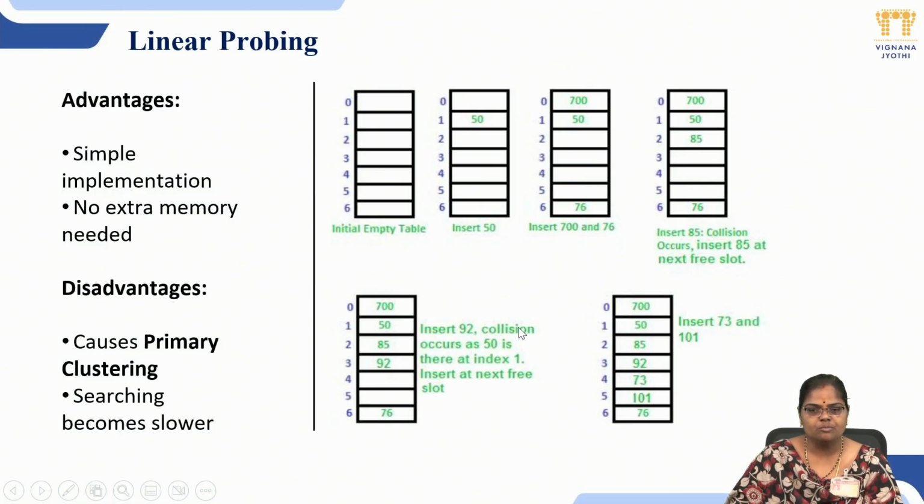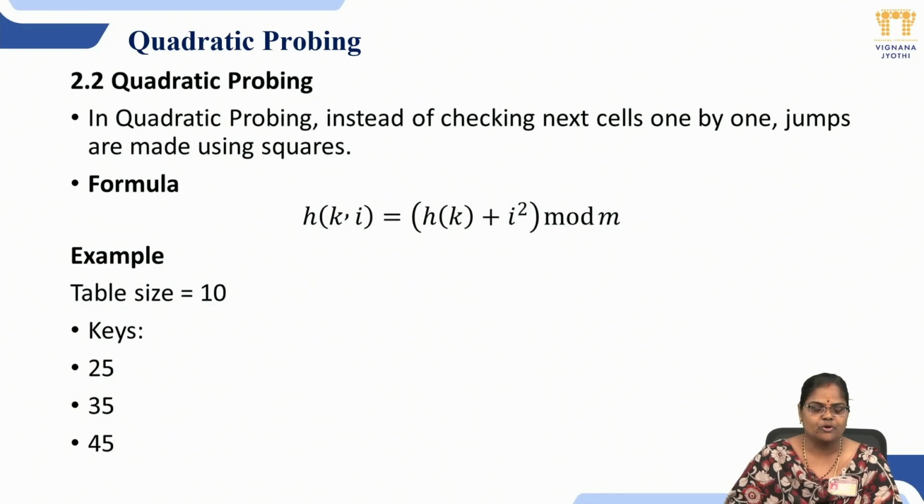Similarly, when 92 is being added, the index obtained for it is 1, where 50 is already occupied. So we go for the next slot, where 85 is already occupied. So the next slot available is 3, and at index 3, 92 will be stored. So this is how the keys are inserted into the hash table using linear probing.